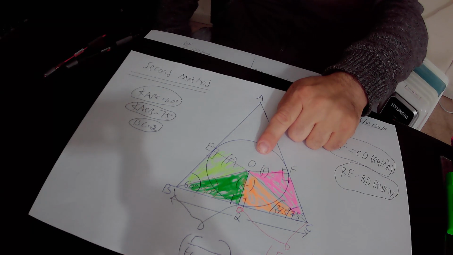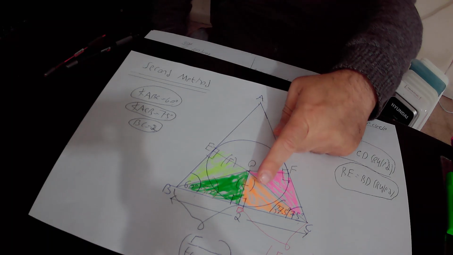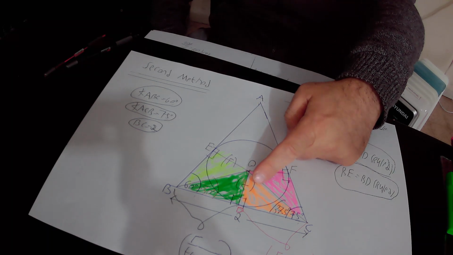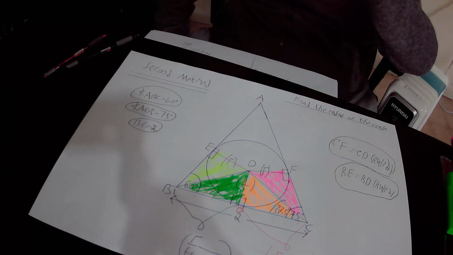Then we join points O and D together by a straight line. Point O is the center of the circle, point D is the point on the circle itself, therefore OD is the radius of this circle that we defined as R. That is the radius that we are looking for.